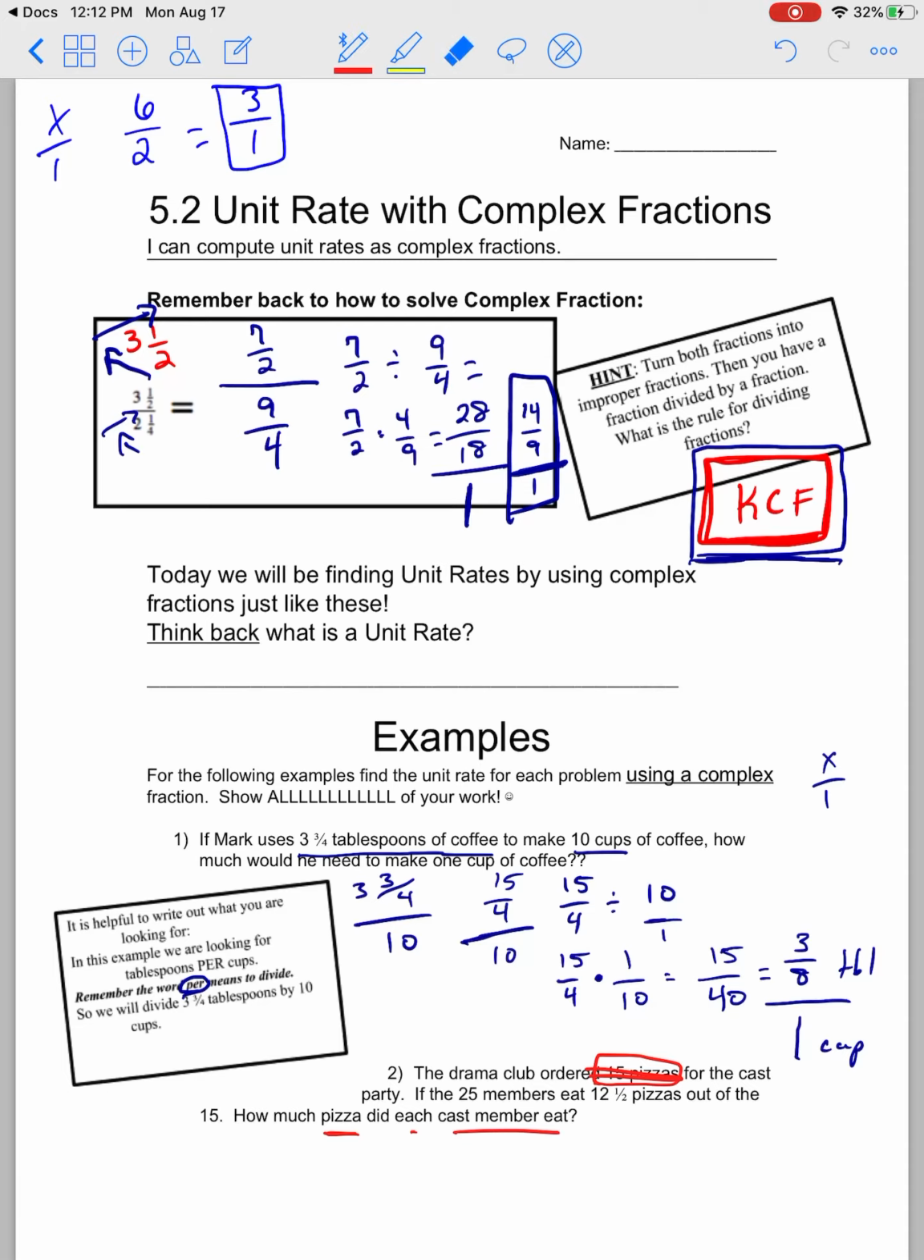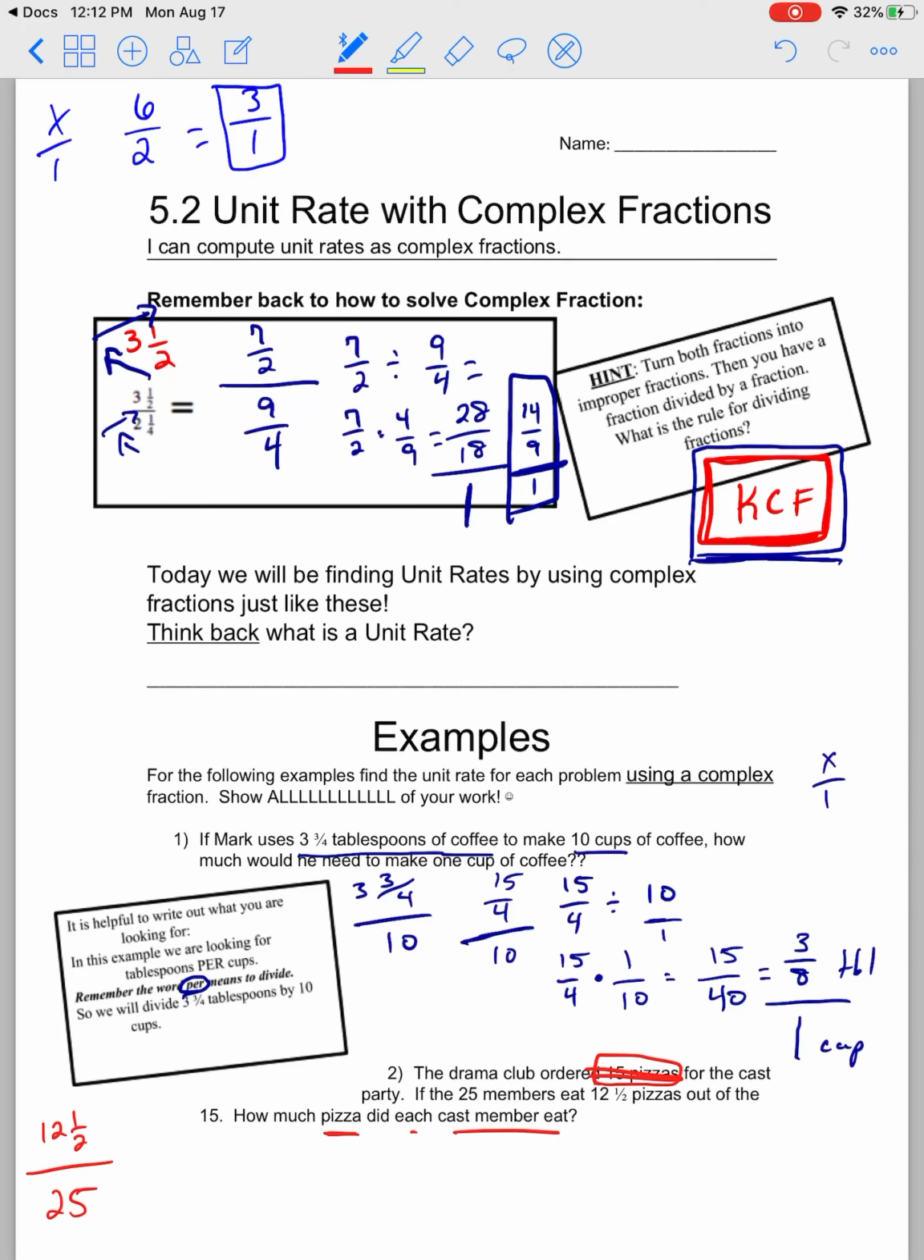Or I'm sorry, to 25 people. Let me rewrite that. 12 and a half to 25. The reason we're doing it this way is because, yeah, they ordered 15 pizzas, but that's not what we're worried about. They only ate 12 and a half of that, okay? So to figure out what each cast member eats, we have to use the 12 and a half number, not the 15. Again, that's a distractor, so watch out for that, especially on testing stuff. So we're setting it up, 12 and 1/2 to 25 cast members.